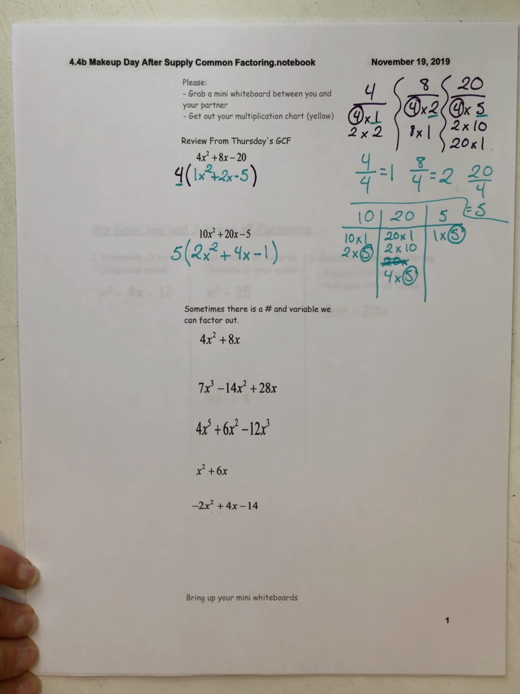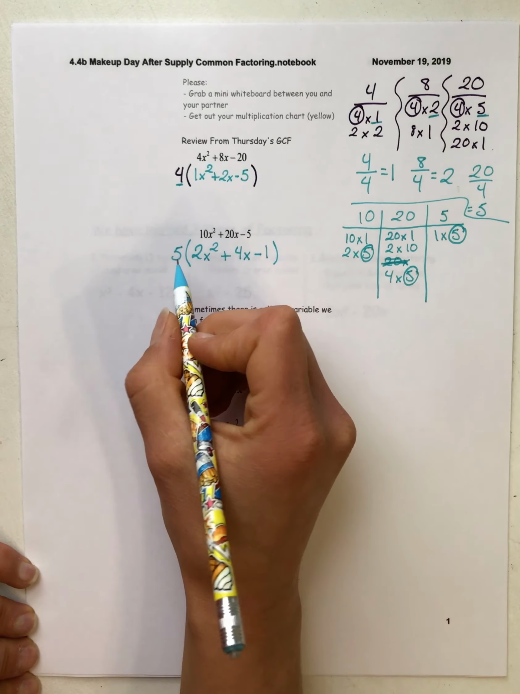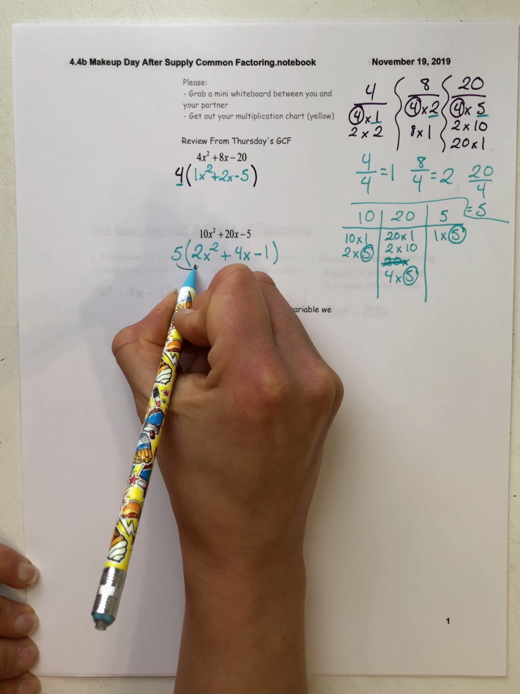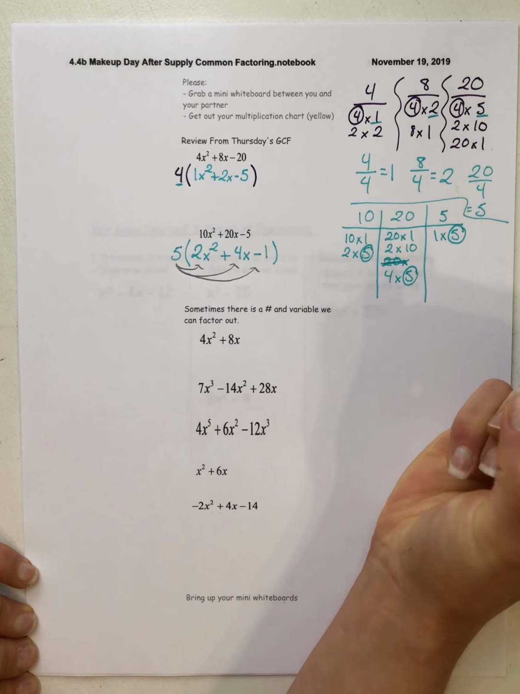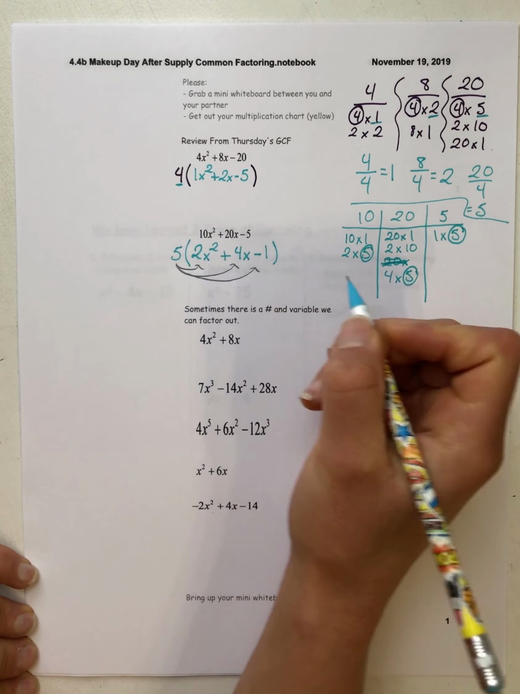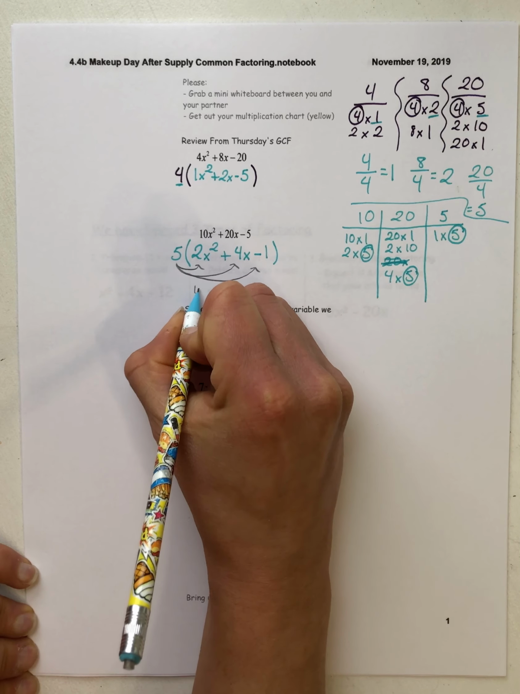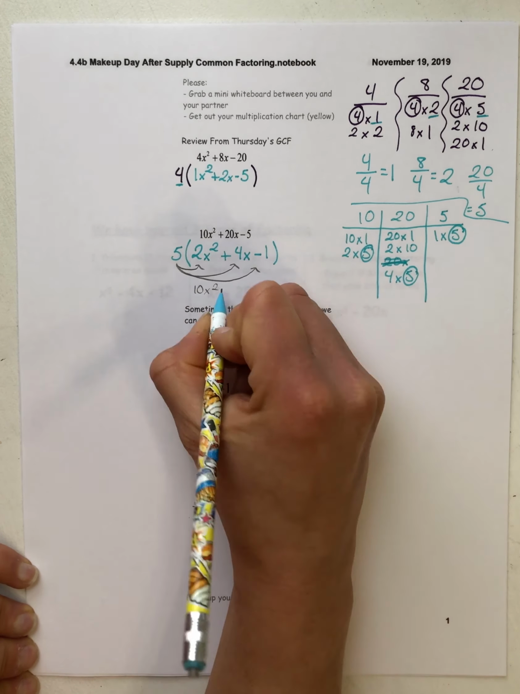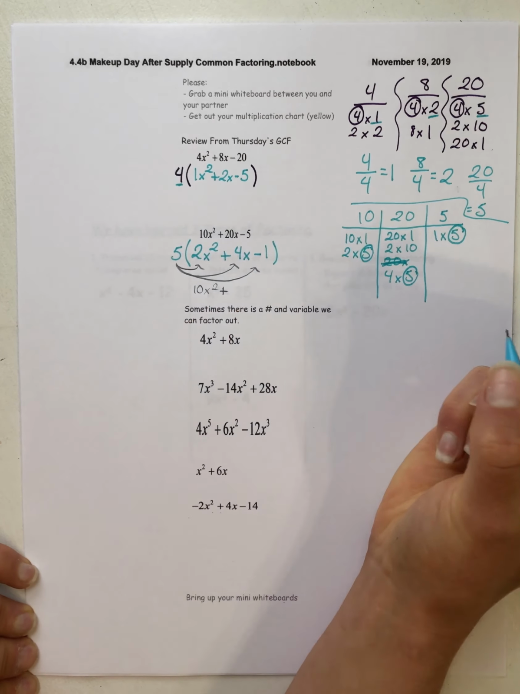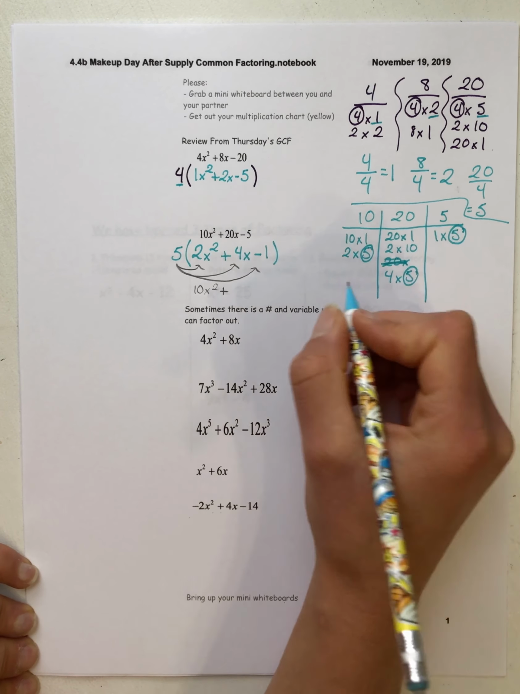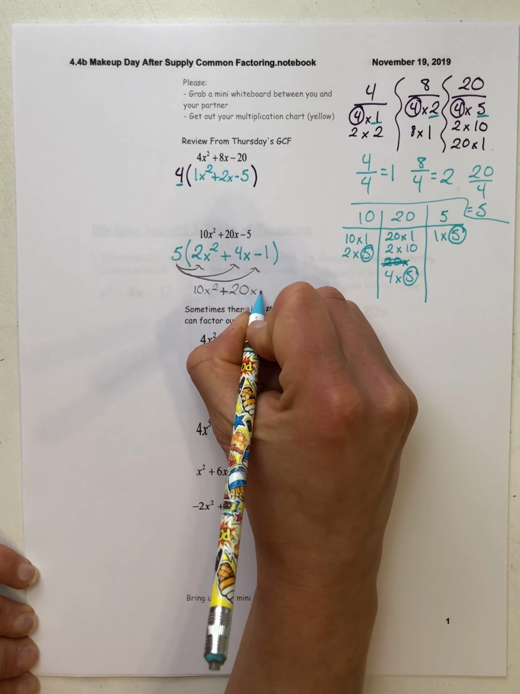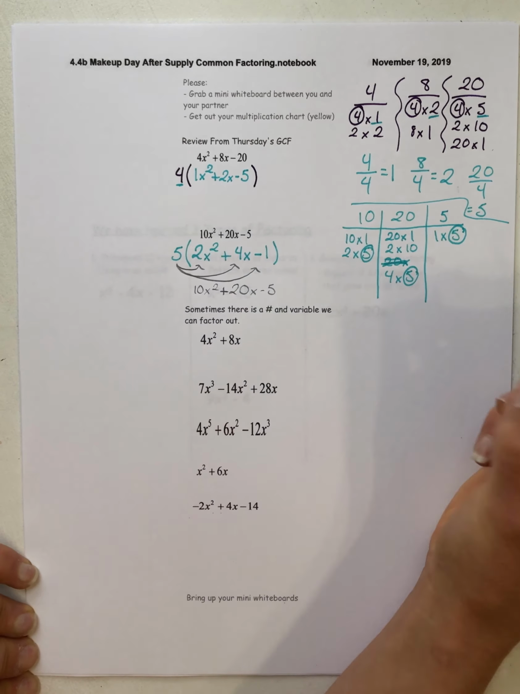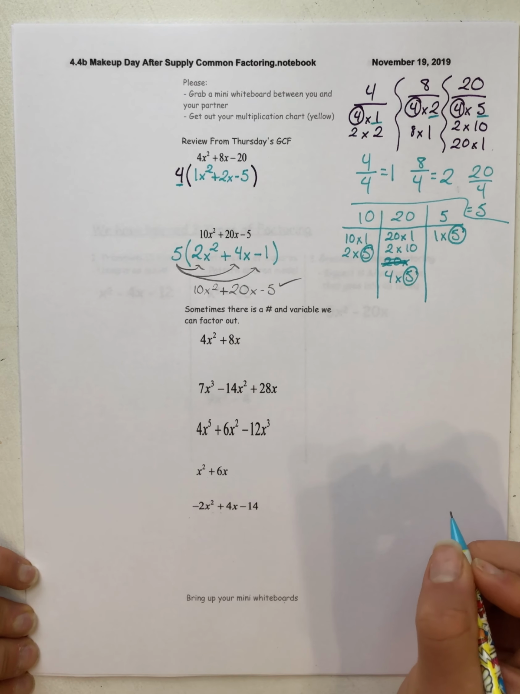Right, and to make sure that we've done this correctly, what we can do is we can take this 5 and multiply it back in to each of those to see what we would get. So 5 times 2x squared is going to give me 10x squared plus 5 times 4x is going to give me 20x. 5 times negative 1 is going to give me negative 5. So I did it correctly.